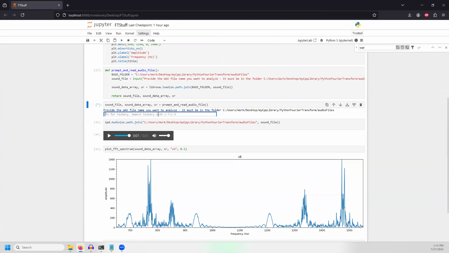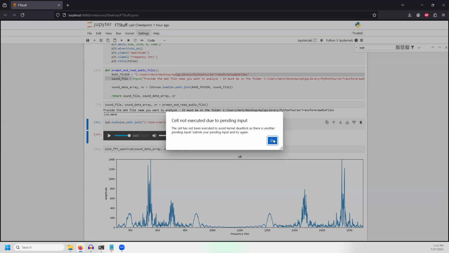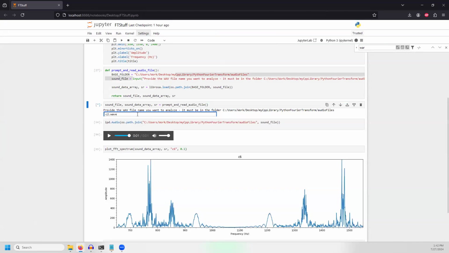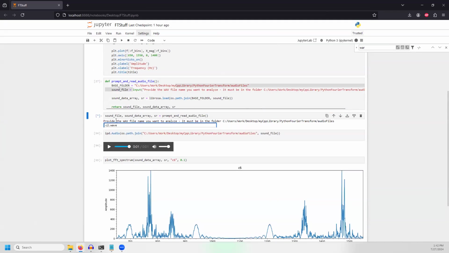There's a nice little history button here. Up arrow is quite a nice little feature in Jupyter notebooks that I don't remember existing from a few years ago. So c2.wav. If I intentionally misspell the file name, the file does have to be in this folder right here, as this little notice says, this input prompt instruction. Okay, so that's an interesting error that I've seen a few times.